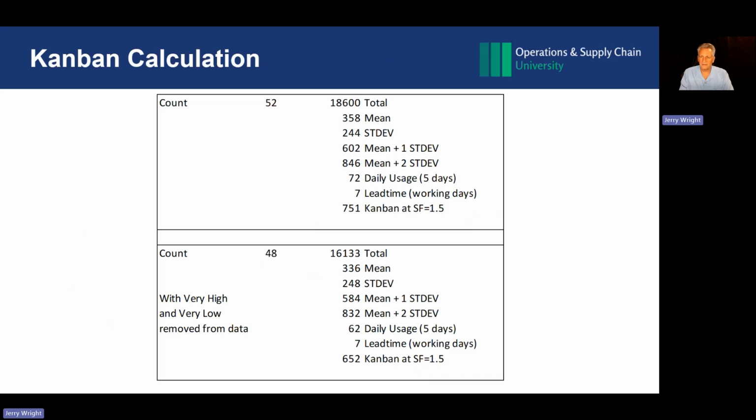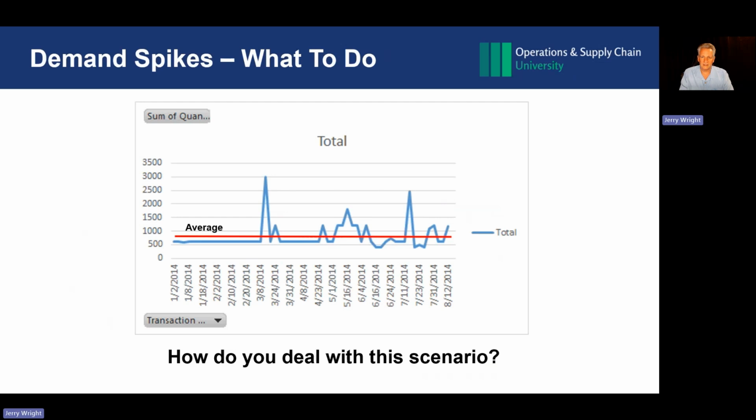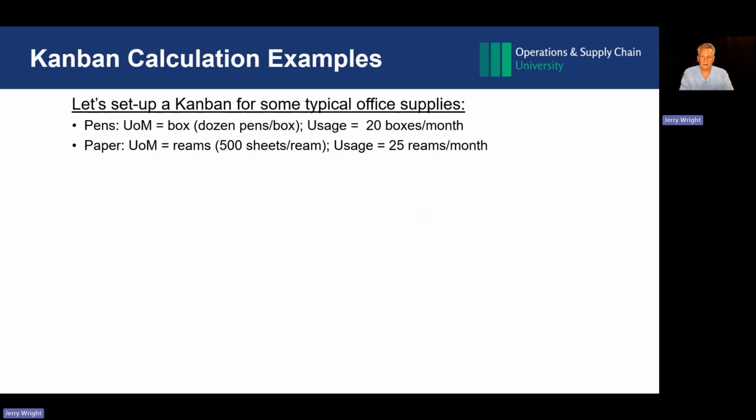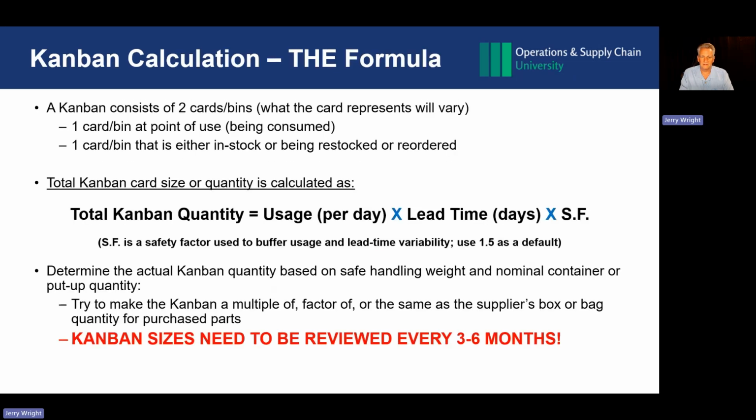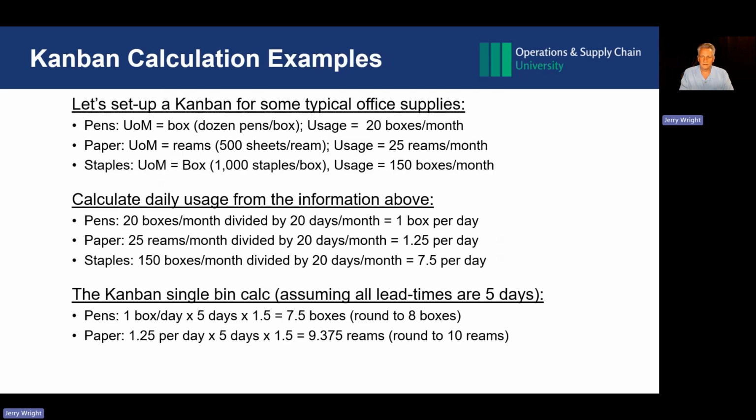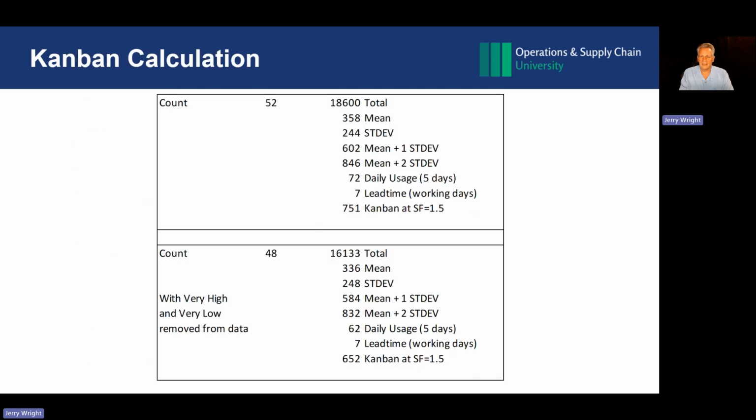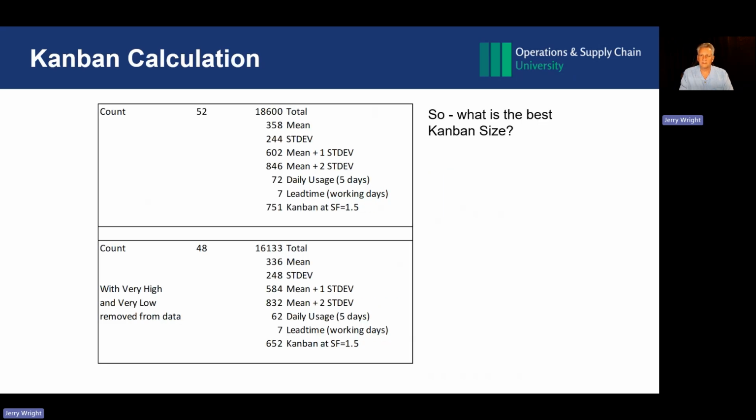So when I use a 1.5 safety factor and do the Kanban calculation, remember our calculation back up here: usage per day times lead time per day times our safety factor. We did those calculations here. Now I get 751. If I take out the high and the low data and do the exact same thing, I come up with 652. So the question is, what's the right Kanban size? Is it 751? Is it 652? I don't think so.